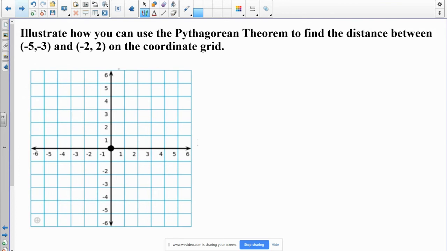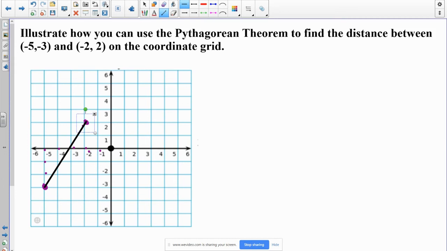Last example, we're going to use the Pythagorean theorem to find the distance between the points (-5, -3) and the point (-2, 2). So first we're going to go -5: 1, 2, 3, 4, 5. And then -3 would be 1, 2, 3 down. And then -2, start at my origin again, 1, 2. +2, that means we go up, 1, 2. So I'm looking for the distance that I'm creating right now between those 2 points.